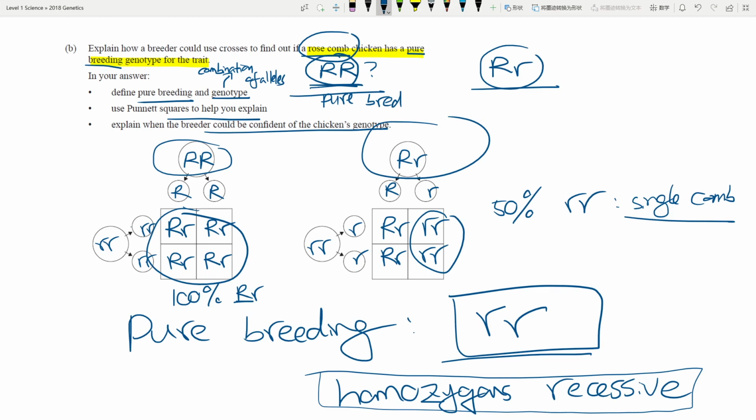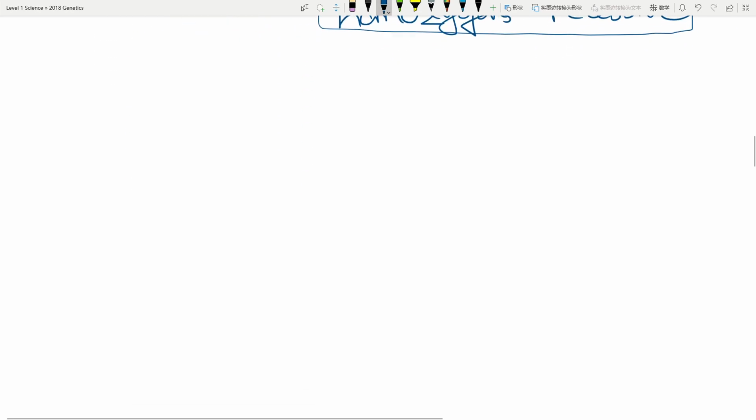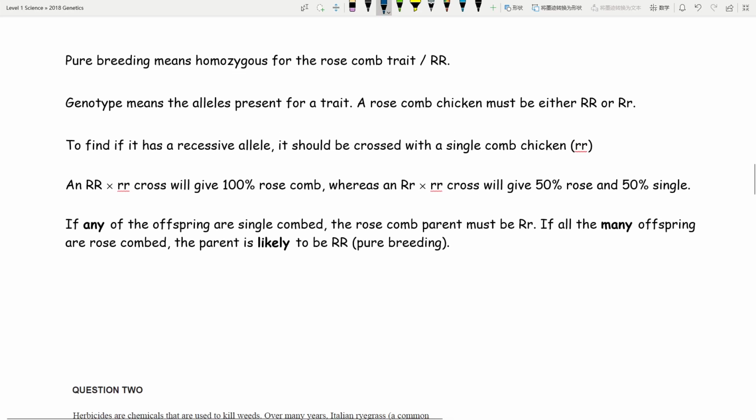The only way to make sure is to have many offspring. Increase the population sample. The more offspring you have, if they turn out to be all rose-comb, all displaying the dominant trait, then the possibility of that being a purebred organism is increasing. But it doesn't guarantee it, because due to probability, it doesn't have to happen. So when they say pure breeding, it means you have homozygous dominant, in this case big R, with no hidden genetic information.